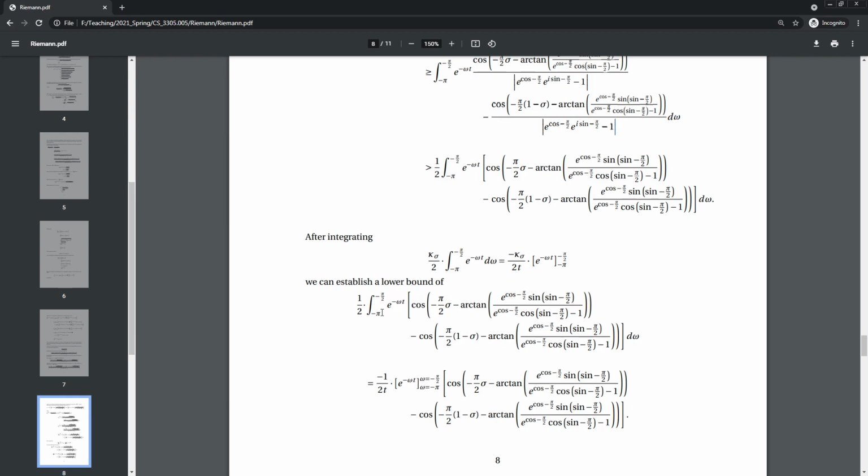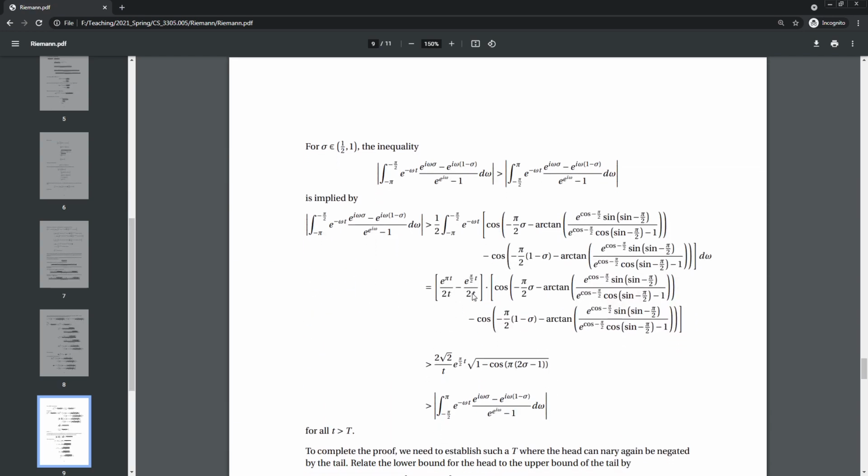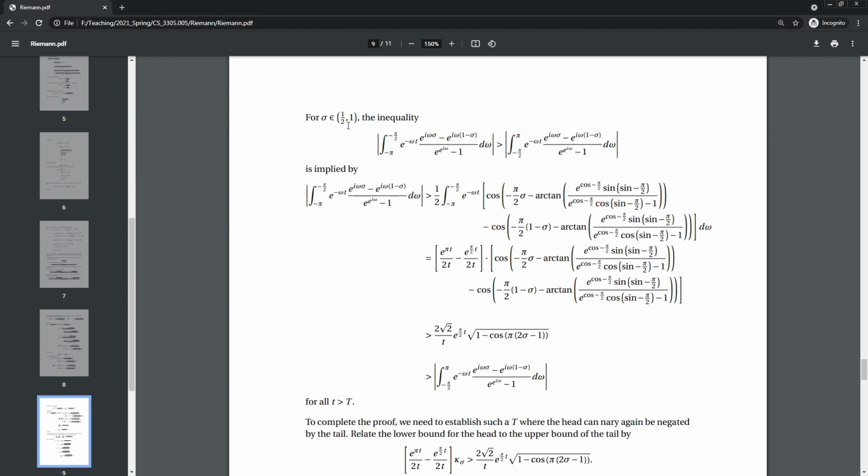Right? So this, once we evaluate it, comes to this, right? Once we substitute back kappa sigma. And then for sigma in that domain, we have the inequality that the head, the modulus of the head, is strictly greater than the modulus of the tail, right? And we get that result.